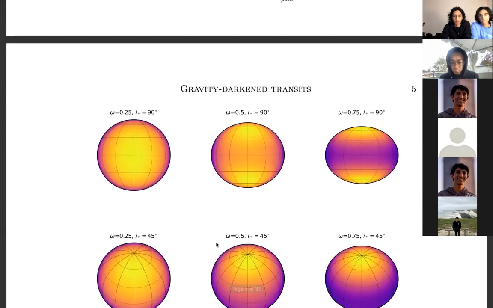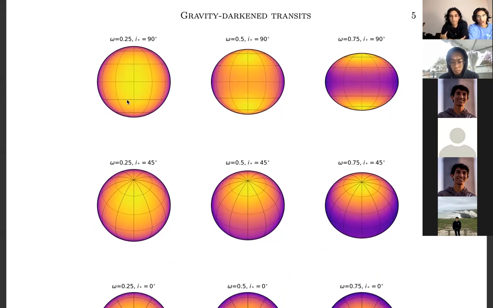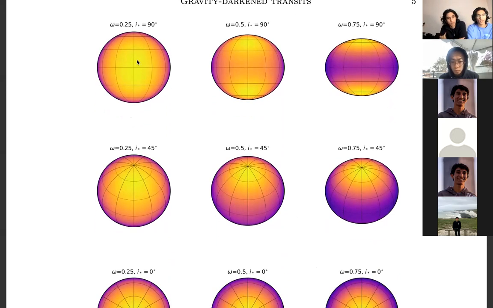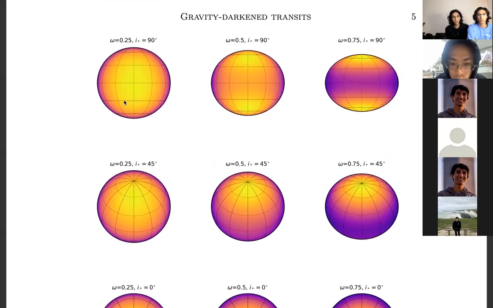Yeah. So here's an actual to-scale representation of stars rotating at different velocities omega. At a quarter of the breakup velocity, these stars look fairly normal, but you can start to see that they get a little bit oblate. So they're not quite spherical. As you get to half of the breakup velocity, you can noticeably see a dark band developing at the center, and sort of bright spots.